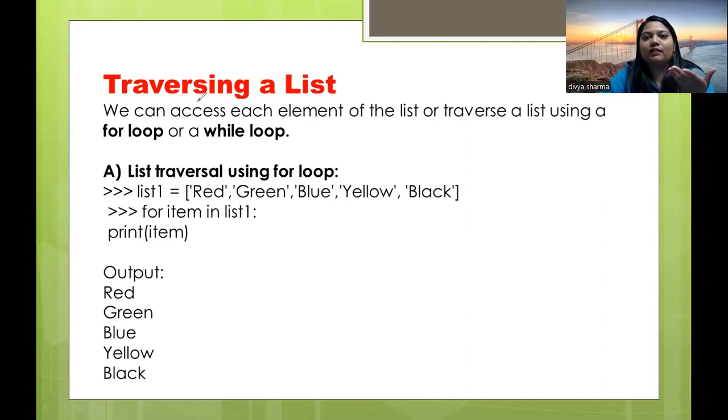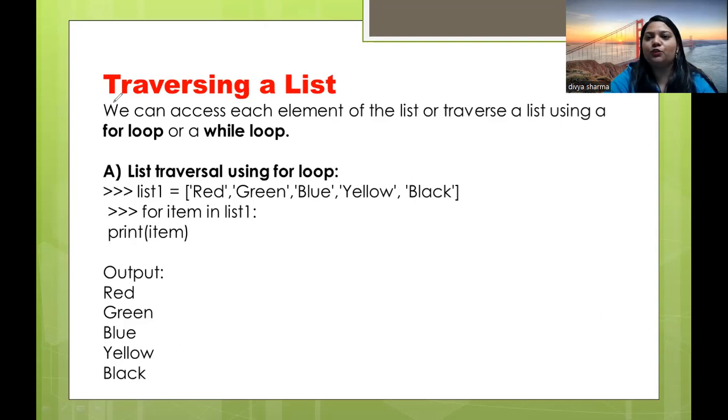Slicing means that you can create a new list from the existing list by taking some elements from the existing list. And we have also discussed the membership operation. Membership checks whether any element is present or not in the given list. If the element is present in the list, then it will return the value true, and if the element is not present in the list, then it will return the output false.